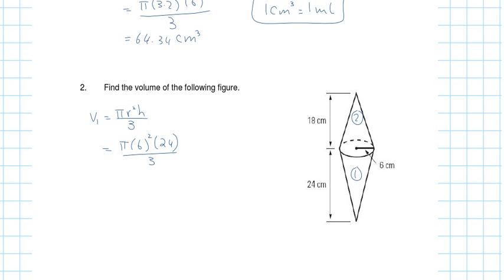Let's try it, maybe I know. How come I got 904? Oh, sorry, for 24 it's 904.79. Okay.